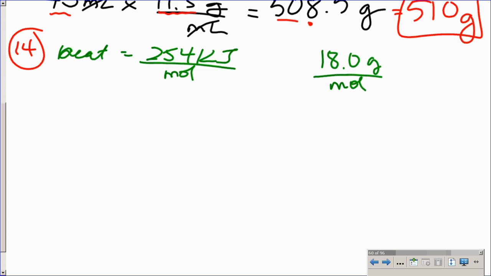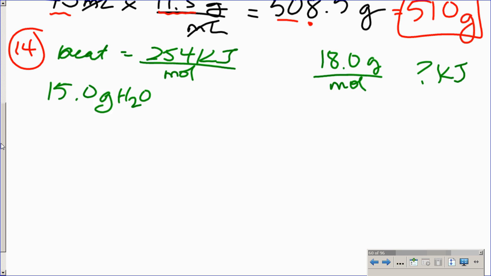Question: how much heat in kilojoules, because it tells you in parentheses, is given off when 15.0 grams of water condenses. Okay, so I've got 4 pieces of information.